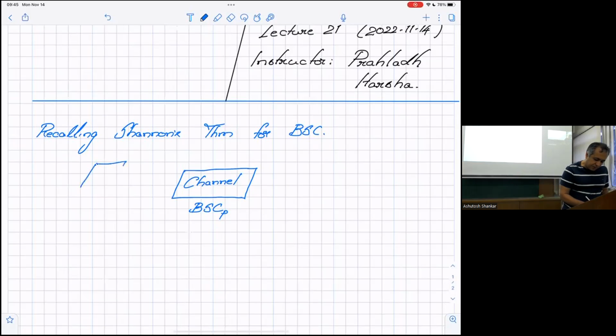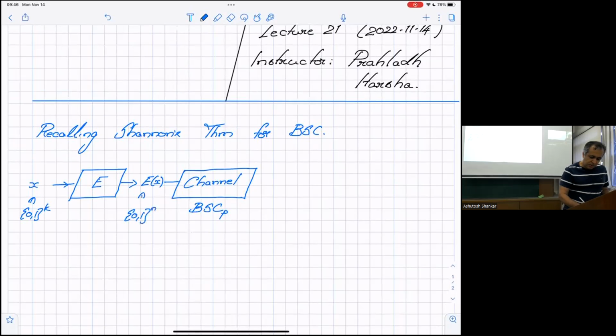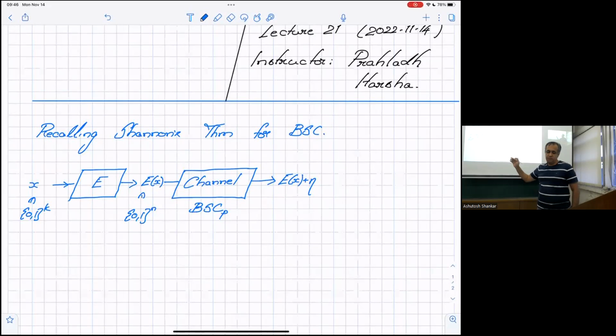What we are interested in is coming up with an encoding function that takes a k-bit string x from {0,1}^k and produces an encoding of x, which lies in n bits. The channel potentially corrupts the string, so the channel adds noise: it's E(x) plus some noise eta. Eta is also an n-bit string, where each bit is 0 with probability 1 minus p and 1 with probability p.